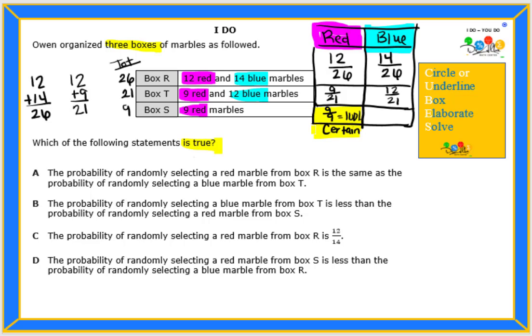Okay. So what if we were to try to get a blue marble from box S? What will happen? Can I get a blue marble from box S? No. Why can't I get a blue marble from box S? Oh, there are none. So if there are 0 blue marbles in box S, that means 0 out of 9. That would be 0% chance of me getting the blue marble. And that is called impossible. It is impossible to get a blue marble.